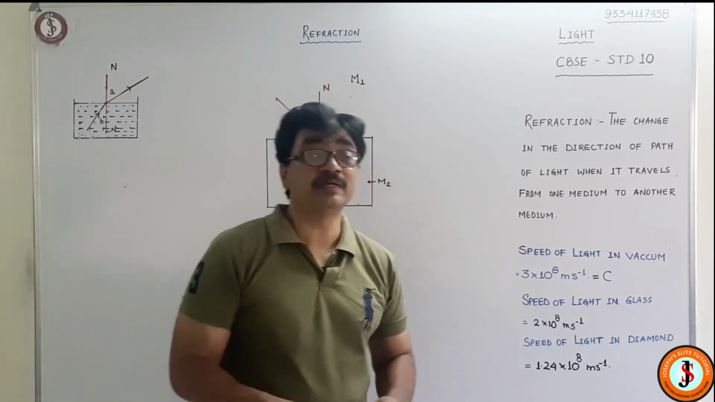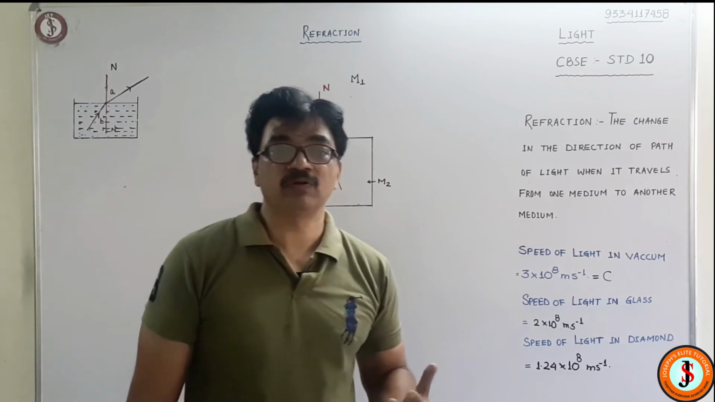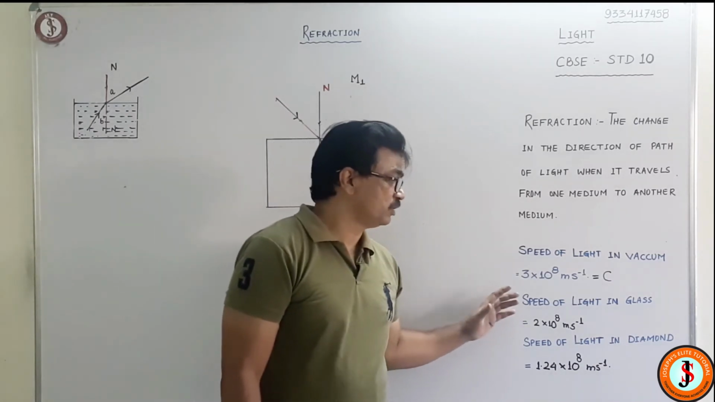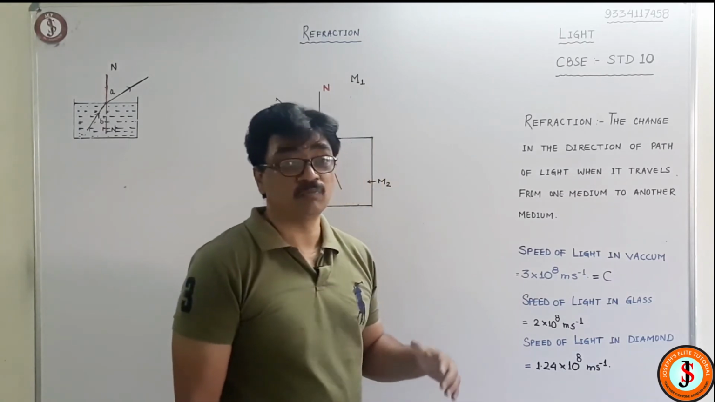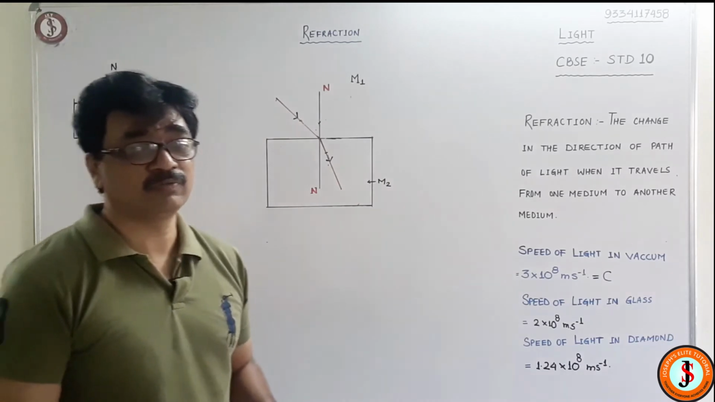So what are optically denser mediums? Those mediums in which relatively the speed of light is less. And what are optically rarer mediums? Those mediums in which the speed of light is relatively more. So that is the important part we have to study.